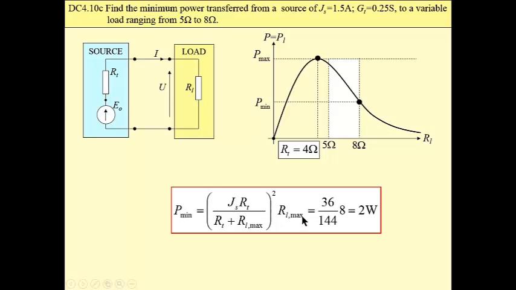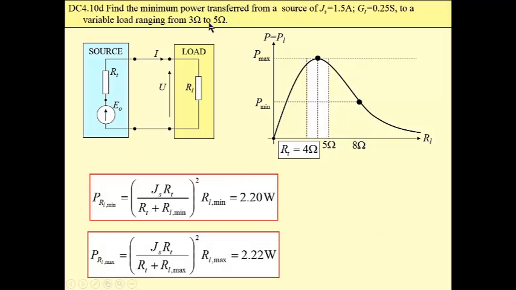Same formula. If we set in this formula 8 ohm resistance, we will obtain 2 watt power transferred, the minimum power transferred for resistance ranging from 5 to 8. And now let me continue.